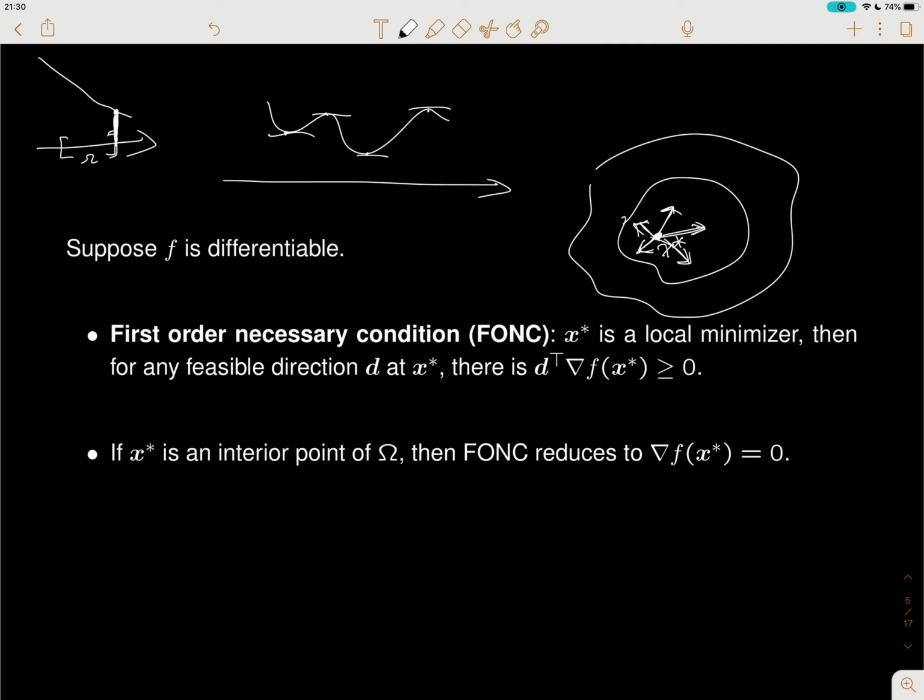If x happens to be on the boundary, say this is... let me see this.